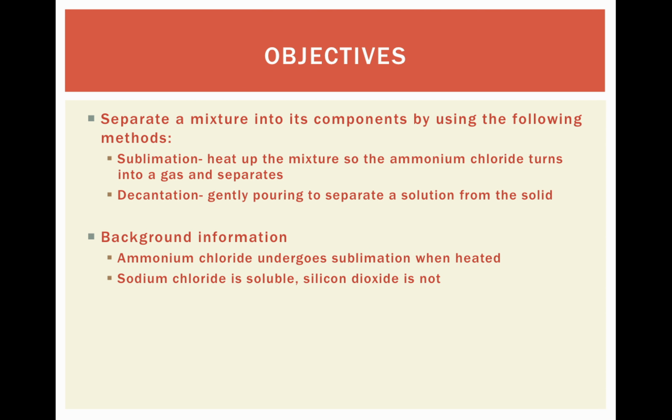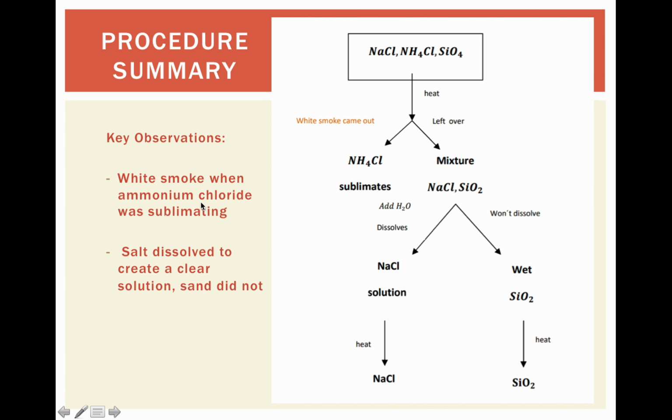Ammonium chloride is our compound that's going to undergo the sublimation, and we'll be left with a mixture of sodium chloride and sand. The sodium chloride is soluble, but the silicon dioxide is not. So when we wash the mixture, we're going to get the sodium chloride to dissolve while the sand gets left behind. So you can kind of summarize our procedures.